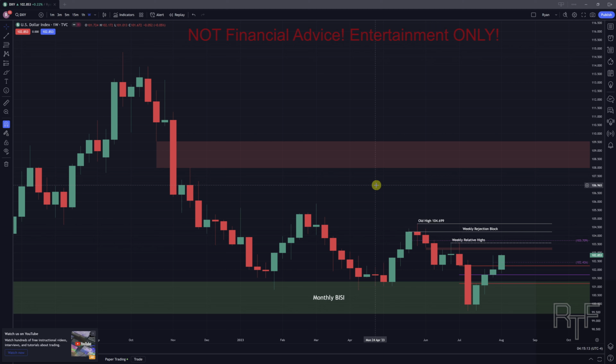Okay, here we have the dollar index on the weekly chart. Down here is the monthly BISI that I've been mentioning for the past couple of weeks. And my draw on price is up here to this SIBI on the weekly. But it's kind of far away, so I just want to focus in on the short-term price action here. So let's zoom in a little bit.